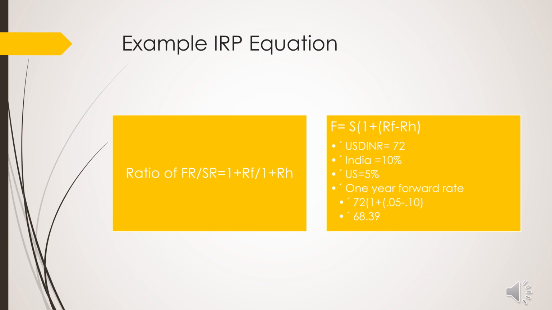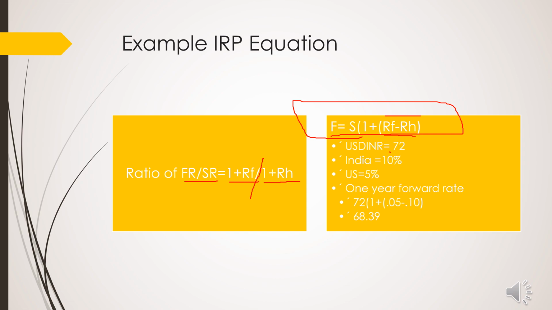Now let's see the equation. The actual equation is: the ratio between forward rate and spot rate equals 1 plus rate of interest of foreign currency, divided by 1 plus rate of interest in home currency. If we make some manipulations, we can make another equation. Forward rate equals spot rate times 1 plus rate differential, that is, rate of interest in foreign currency minus rate of interest in home currency.